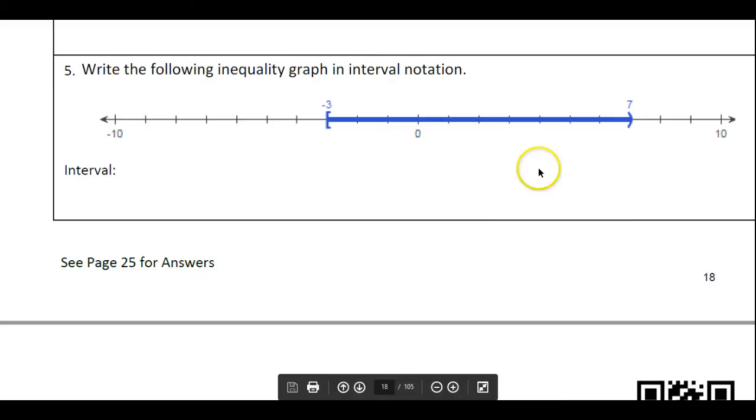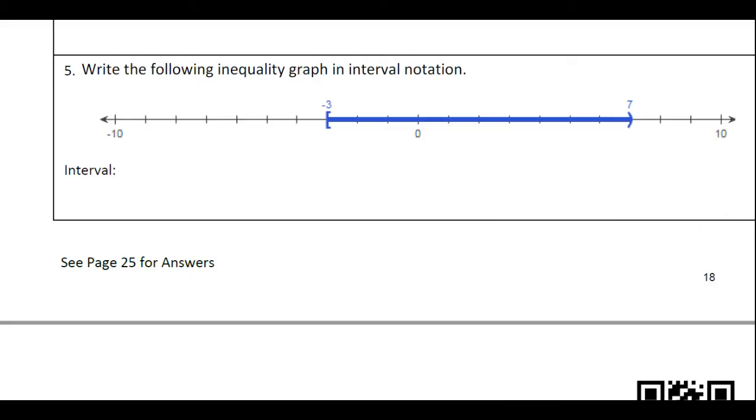We'll give you a chance for 5 here. Again, looking at the graph, it should be easy. Bracket, negative 3, comma, 7, parenthesis. And in its expression form, it would be negative 3 is less than or equal to x is less than 7.